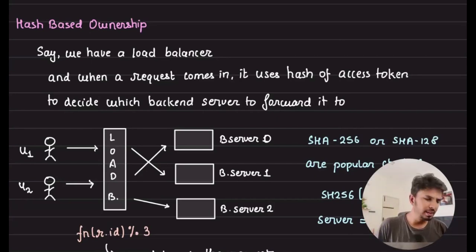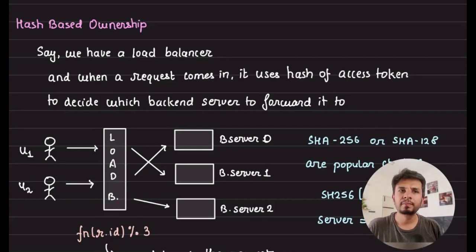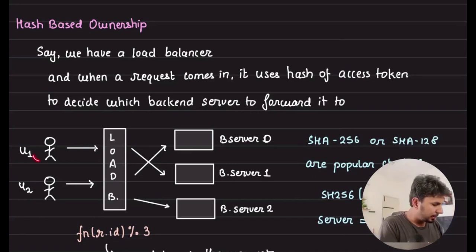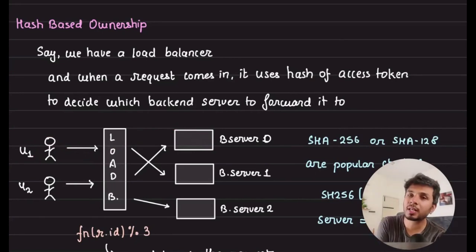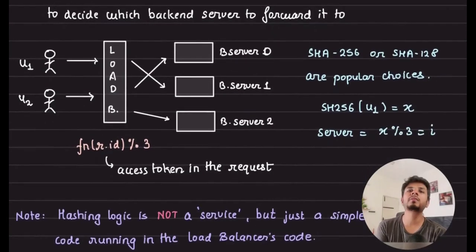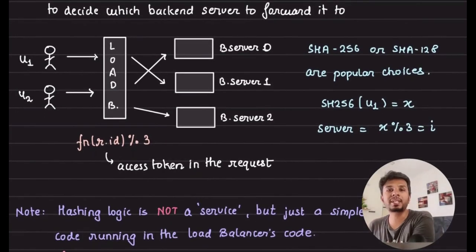Right? For example, say we have a load balancer. When a user connects, the load balancer picks a server and forwards the request to that server. That server does its thing and sends the response to the load balancer, which forwards it to the user. This is how a typical load balancer works, right? But now, how does the load balancer figure out which server to forward the request to? One of the popular ways to do that is hash based routing.